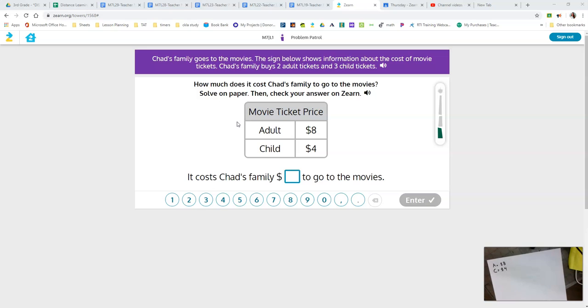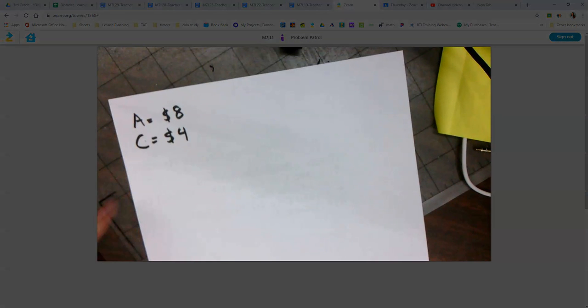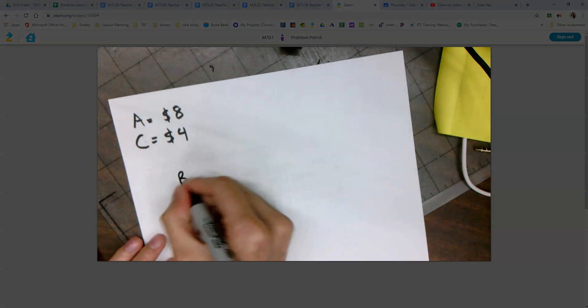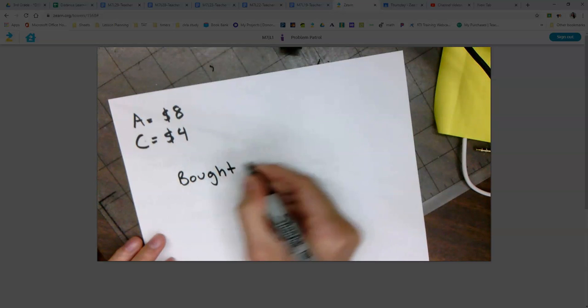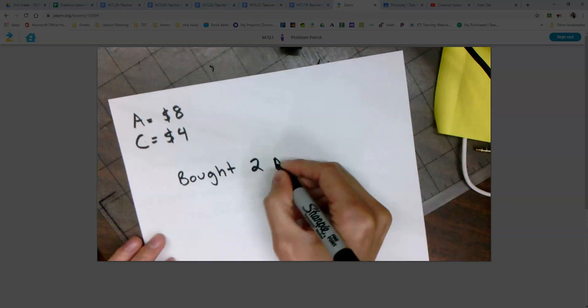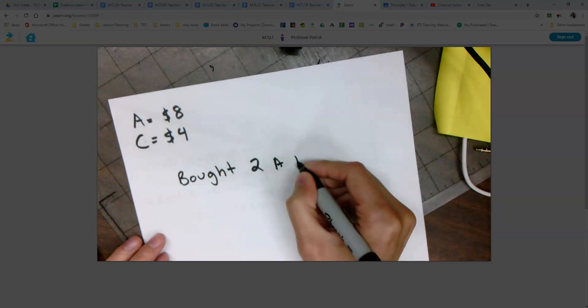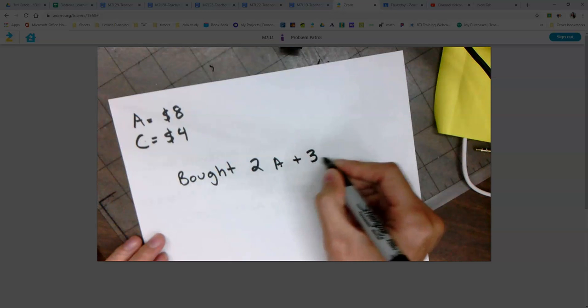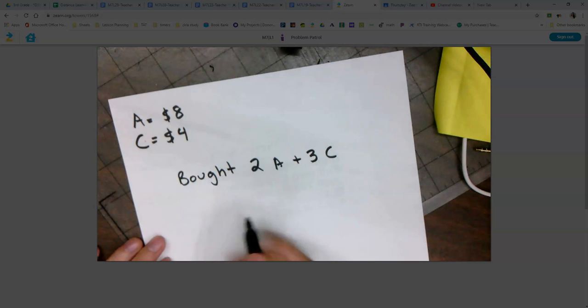So now I need to go back and think about how many tickets did they actually buy. I can't just add these two numbers up because that'd be one adult ticket and 1 child's ticket if I just added them, because that's not what the problem says. The problem says they buy 2 adult tickets and 3 children's tickets. So let's go ahead and solve that. I'm going to zoom in for you. So they bought 2 adult tickets and 3 children's tickets. So let's draw a picture that kind of represents that.